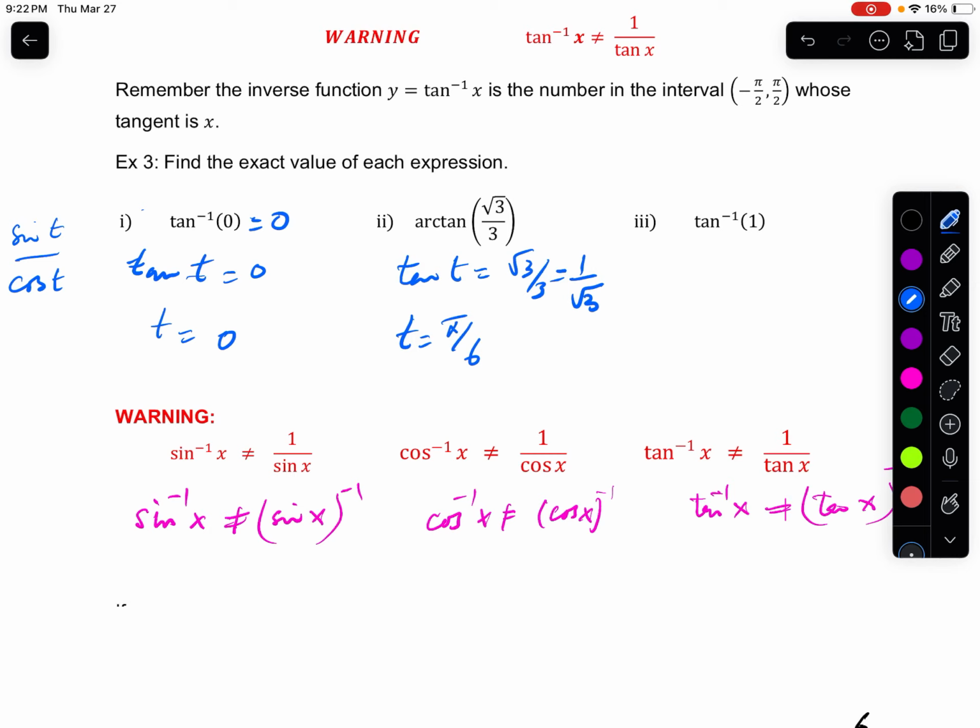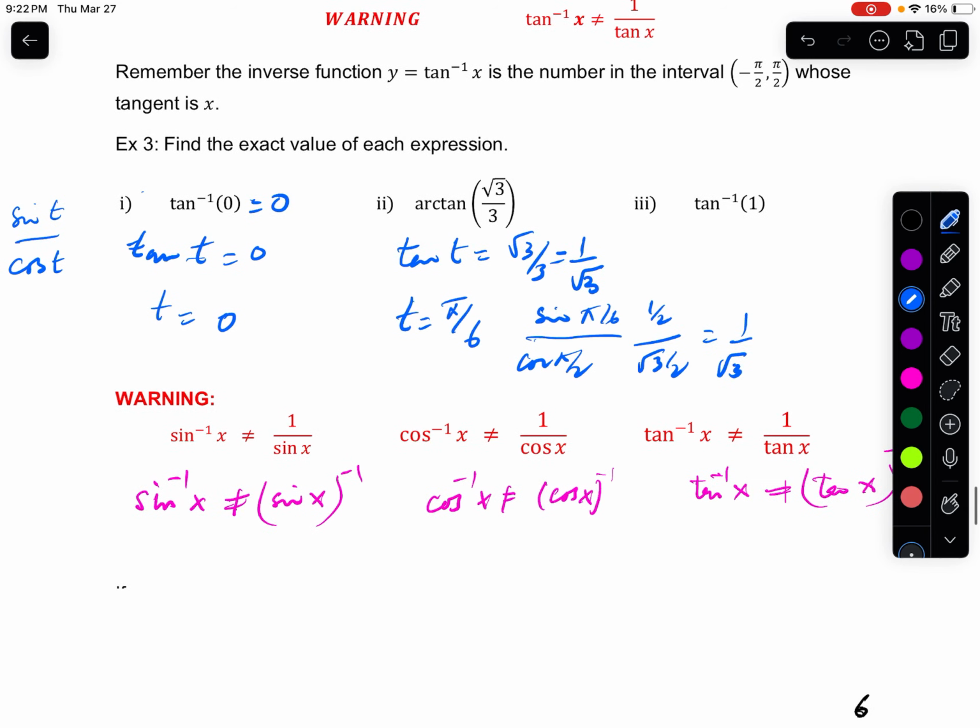So how can we check? Remember, sine of pi over 6 is 1/2, and cosine of pi over 6 is square root of 3 over 2. So this will give you 1 over square root of 3. That's why t is equal to pi over 6, and so our answer here is pi over 6.